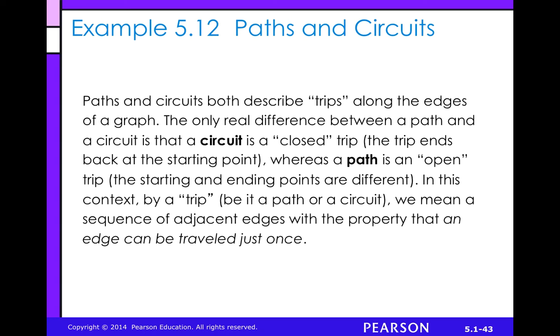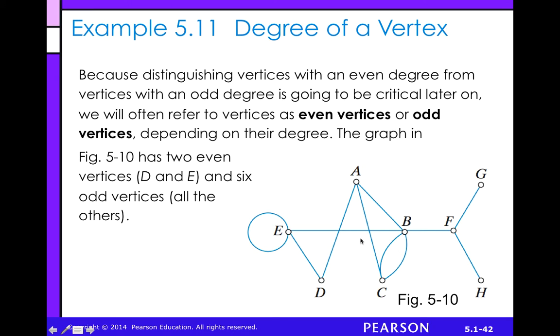Okay, so let's move on to a next bit of terminology. Paths and circuits both describe trips along the edges of a graph. A path is basically what you think it is. Just imagine that this is a network of streets or something, and you are based out of E, and you want to take a walk. Well, you can walk from E to D, and then from D to A. That's a path. You can walk from E to itself, and then E to B, B to F, and then F to G. That's a path. Just any sort of walking tour through a graph is called a path.